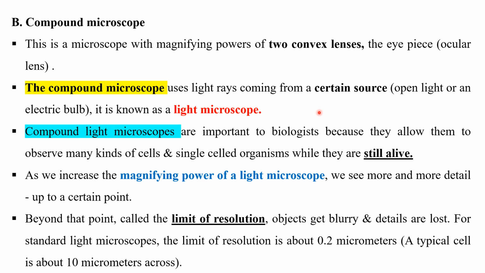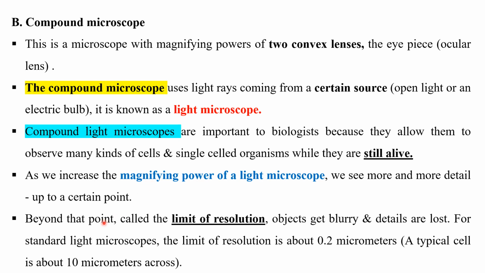Compound light microscopes are important to biologists because they allow biologists to observe many kinds of cells, including single-celled organisms, while they are still alive and moving. They are motile. So the compound light microscopes increase the magnifying power of light microscopes. They increase the size, and we see more and more detail up to certain points. There is a limitation of resolution of light microscopes.